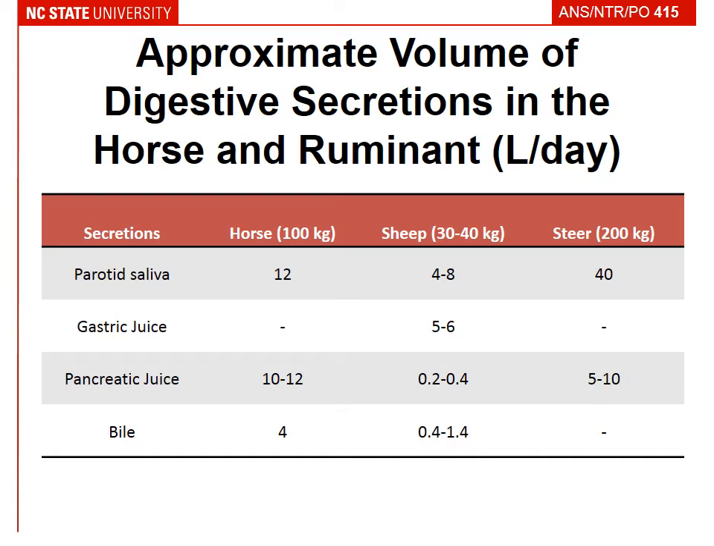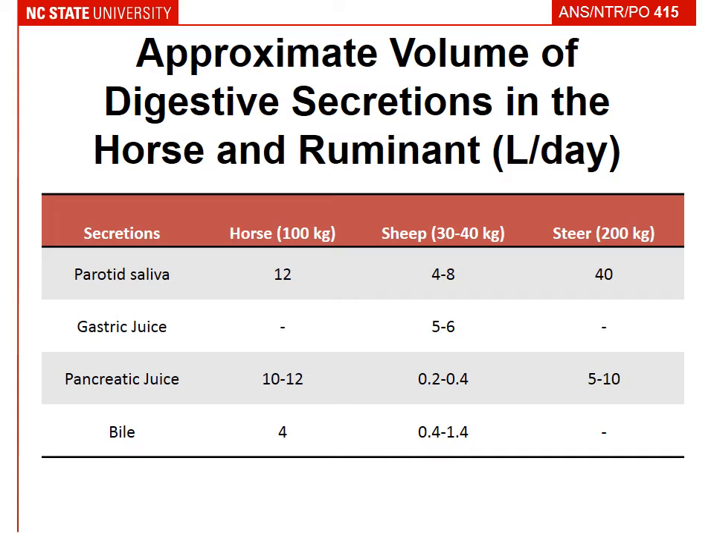We don't have the amounts of gastric juice that the horse and the steer are secreting. That's not to say that they are not. The sheep secretes about 5 to 6 liters per day. And then compared to the amount of pancreatic juice that's secreted, the horse has a lot more compared to the steer, especially if you correct it for the weight of the animal.